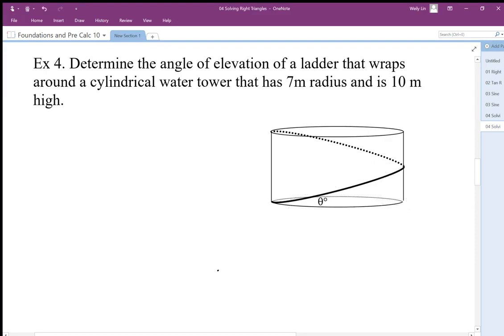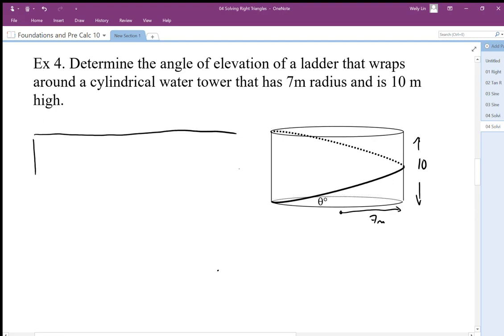Okay, but so this radius here is 7 meters. And this is 10 meters high. But the problem is, again, this is in 3 dimensions, and we can only do trig in 2 dimensions. So what do we need to do here? Well, how do I figure out how to show this outside surface in 2 dimensions? Well, I need to flatten it out.